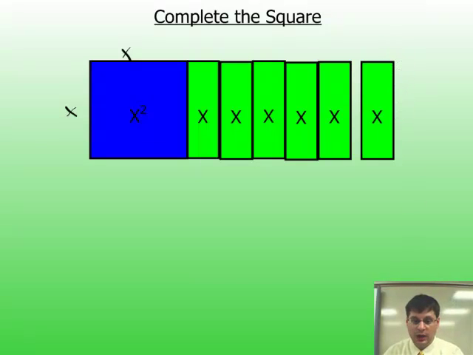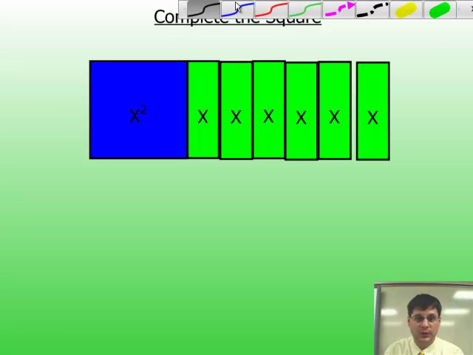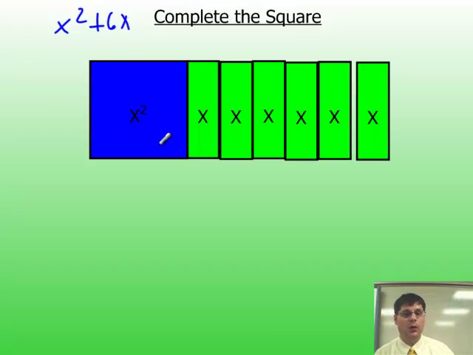We're going to ignore the 1 tile in the bottom right corner right now and just look at what I have right here. I have an expression with a single x squared and a total of 6 x's. So my expression here is x squared plus 6x. What I want to do is a thing called completing the square. Basically, I want to make a square using these tiles.